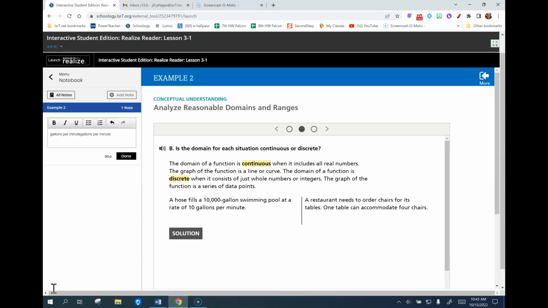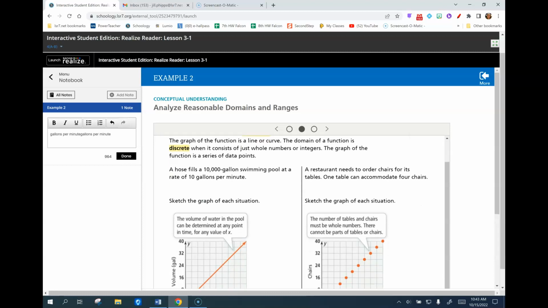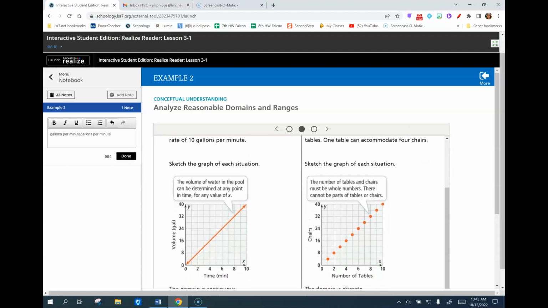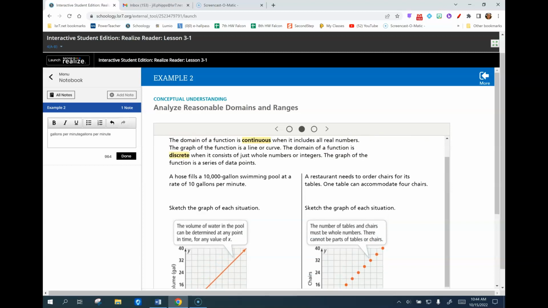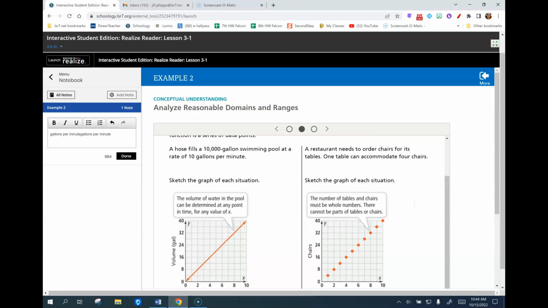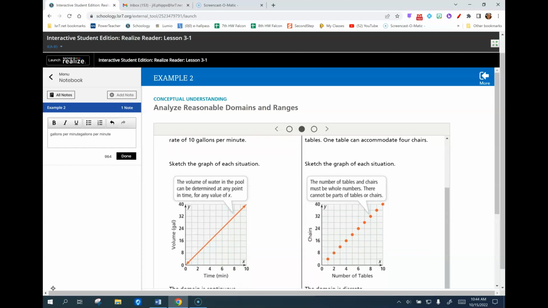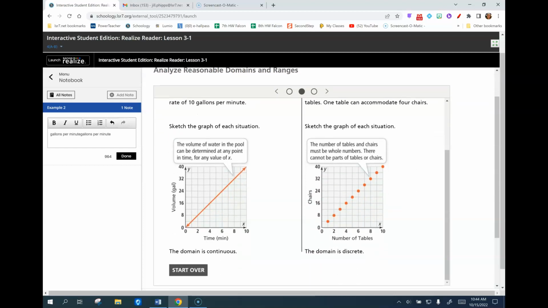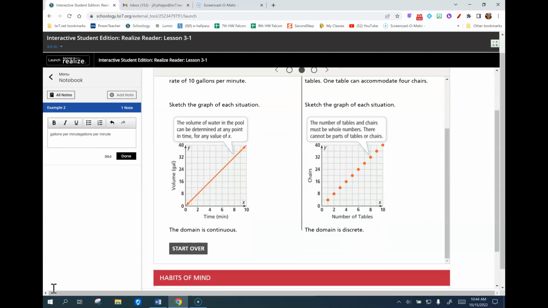Continuous can have fractions and decimals, and discrete cannot. Okay? So now what they do is they show you this information and they show you a sketch of what your line could be. Remember, this one's continuous because you can have fractions and decimals. Whereas this one, because you're talking about tables and chairs, you can't have a portion of a chair. You can't have a portion of a table. So these have to be dots. So that's an example of continuous. My domain is continuous. Here, my domain is discrete.